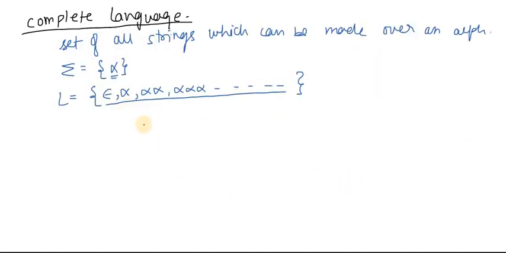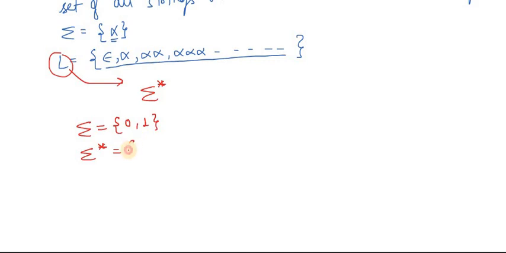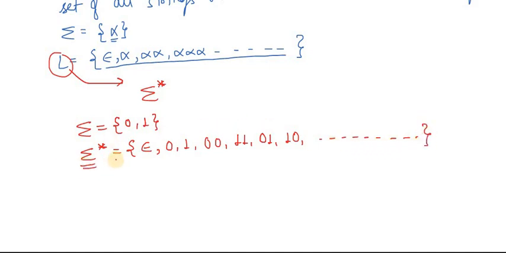Complete language is also denoted by sigma star. So we can write this L as sigma star. Suppose that we are given alphabet equals 0, 1, and we have to write sigma star, the complete language. How will we write it? We will write the string of length 0 first, then strings of length 1, 0 and 1, then strings of length 2, 0 0, 0 1, 1 0 and 1 1, then strings of length 3, then strings of length 4 and so on. This whole set will form the complete language.